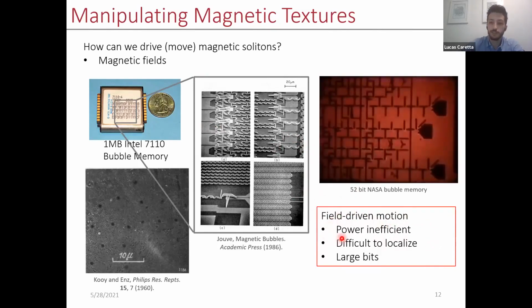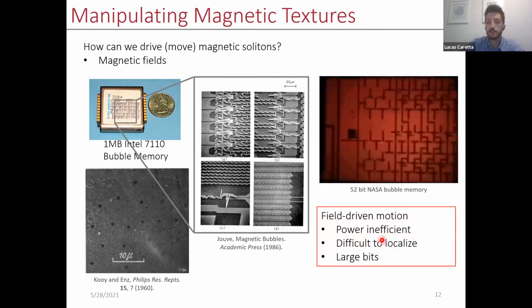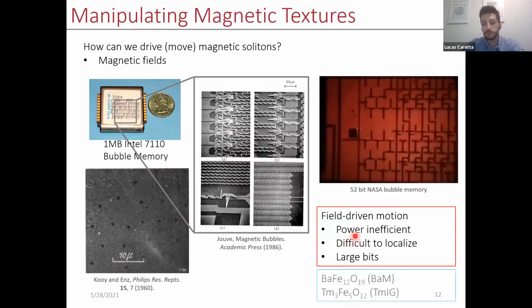So magnetic fields are actually very costly to make. They're difficult to localize. So really this whole chip here, all of it sees a relatively similar magnetic field. And of course, if you look at the scale bar in this image, these bits are actually quite large, on the order of microns in size.